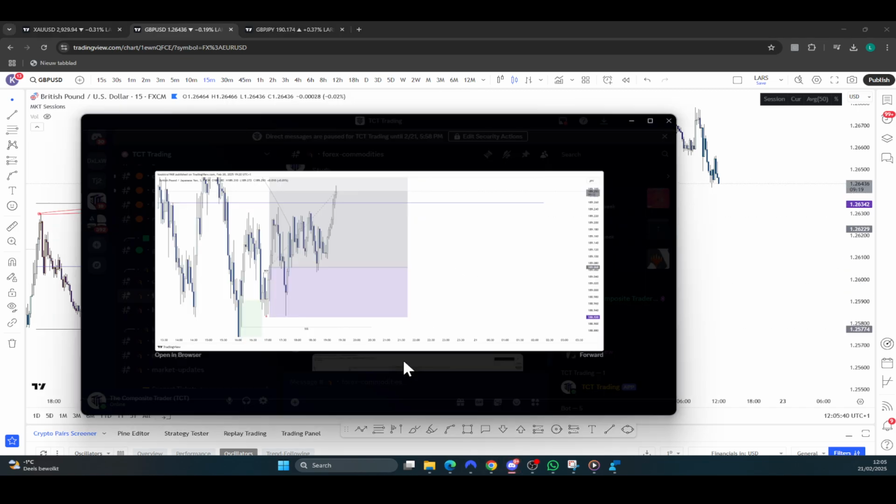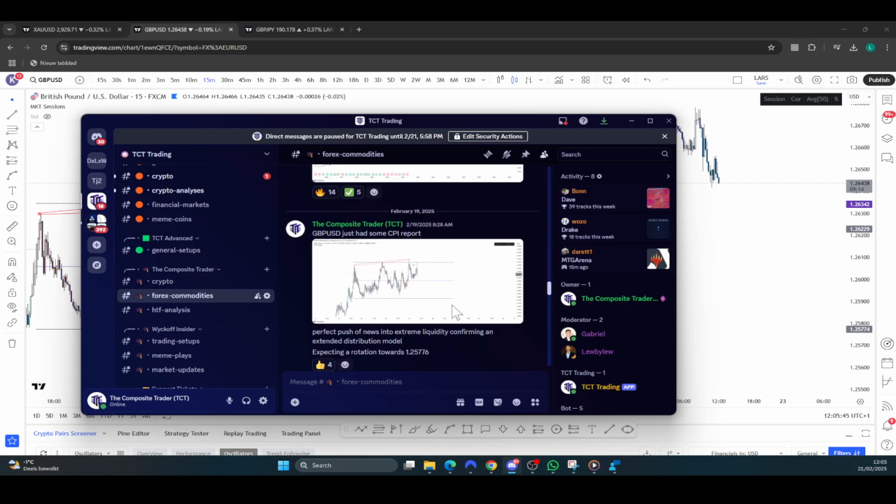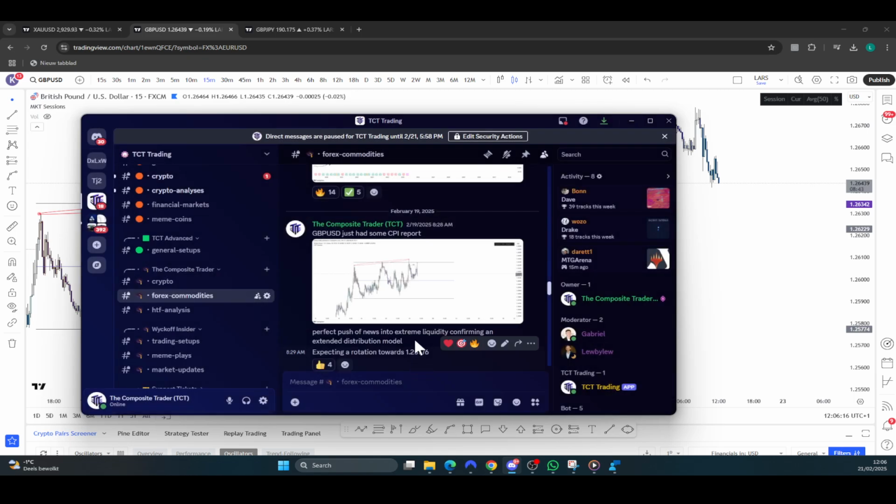So going into my Forex and commodity channels again, a bit up, you can see that right here, Feb 19th, I said GBP USD just had some CPI report. I said we got a perfect push into extreme liquidity, confirming an extended distribution model where you can see the model 1 sweeping that extreme liquidity again, going over in a model 2. So model 1 and model 2, which is a very strong distribution model, is extended because it gives the market makers the extra opportunity to fill their last short orders by grabbing all that buy side liquidity to then reverse price back down to the range low.